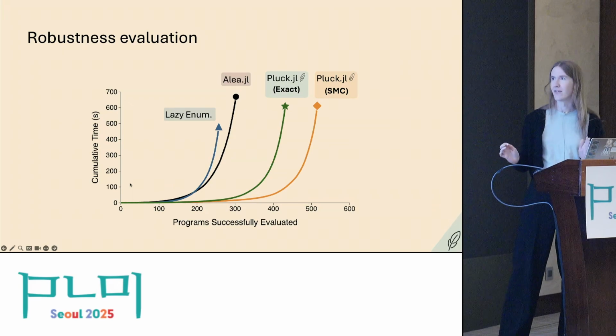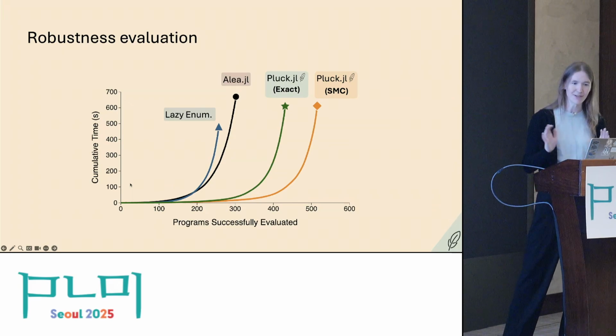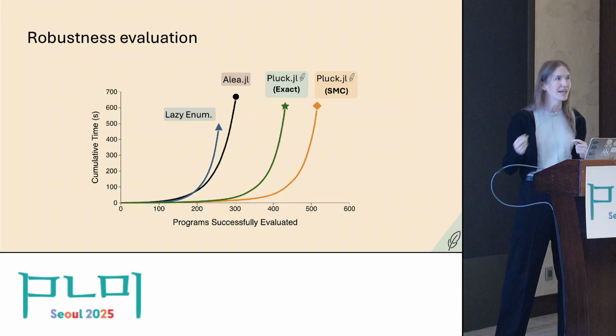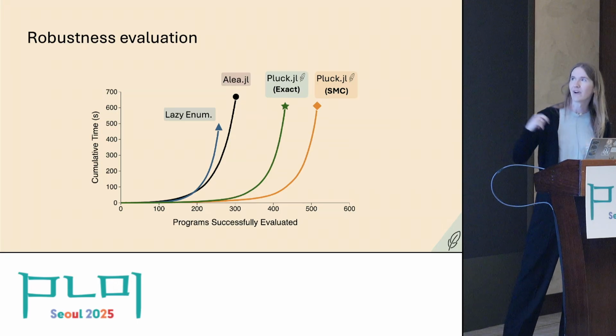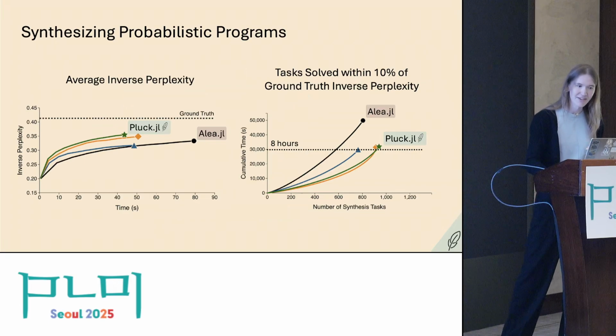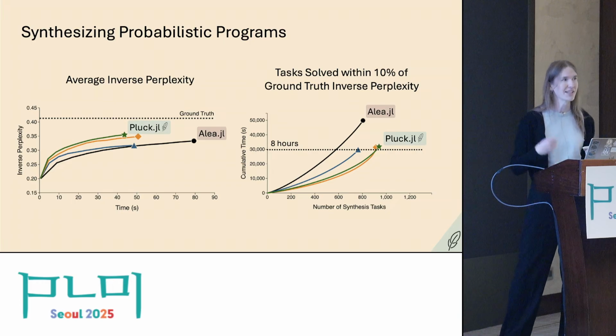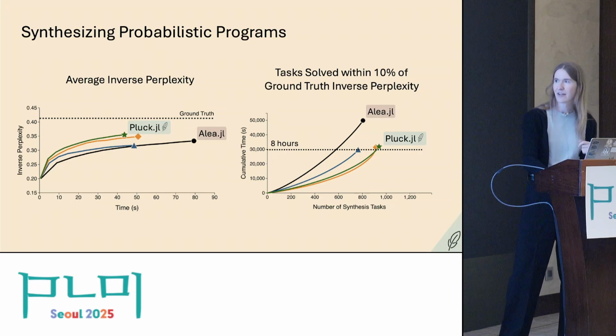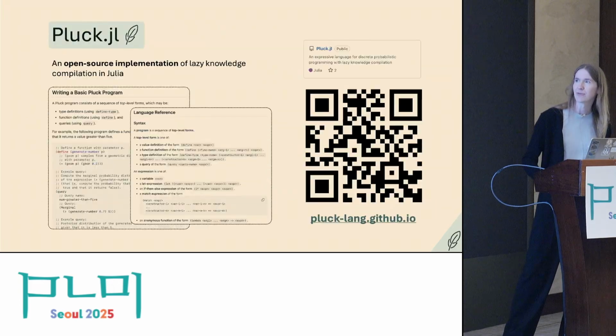Now, for time, I'm going to skip over some of the rest of these results, but the full results are in the paper. We've also evaluated on randomly generated programs to look at the robustness to different ways of writing Pluck programs. We find that Pluck outperforms Alia. And finally, Pluck is also fast enough to run inside the loop of a program synthesis algorithm and can solve more problems faster than other methods. And again, the paper has full details for those experiments.